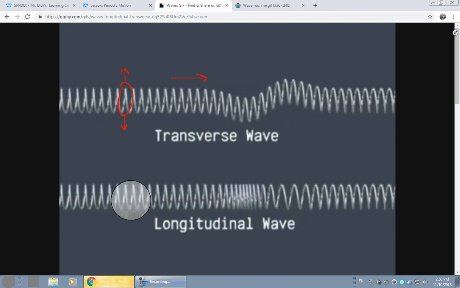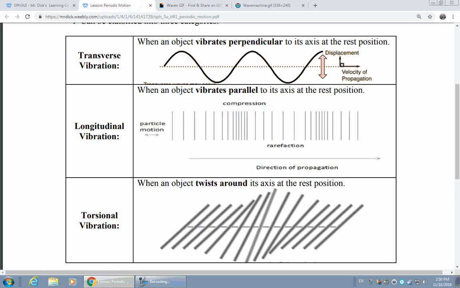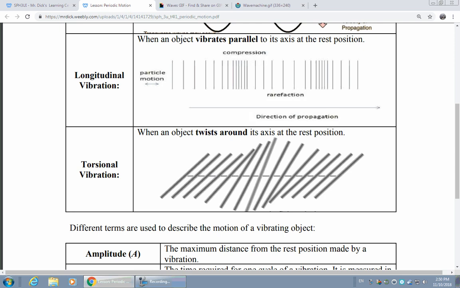And the final kind in our chart is called a torsional wave. So let's backtrack here to our chart. A torsional wave is a little bit more complicated to understand its motion exactly, and we're not going to deal with it a lot in this course. But for reference, it is just when an object is twisting around an axis at its rest position.